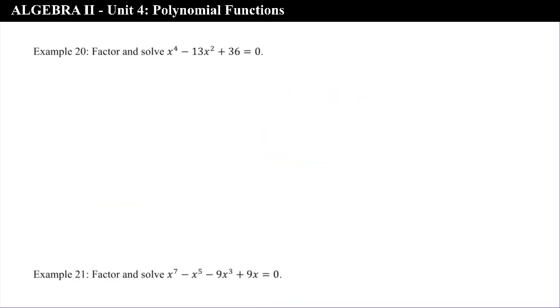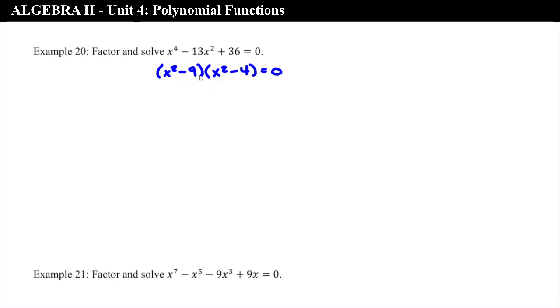All right, let's take a look at example 20. We're going to factor and solve this one. So we've got a trinomial. Let's think quadratic form. 2 numbers that multiply to give us 36, add to give us negative 13. And that happens to be negative 9 and negative 4. So we factor it as such, x squared minus 9 times x squared minus 4.